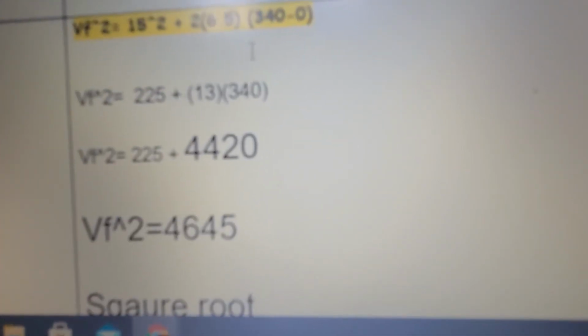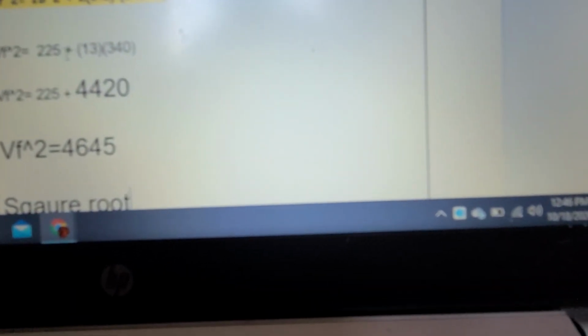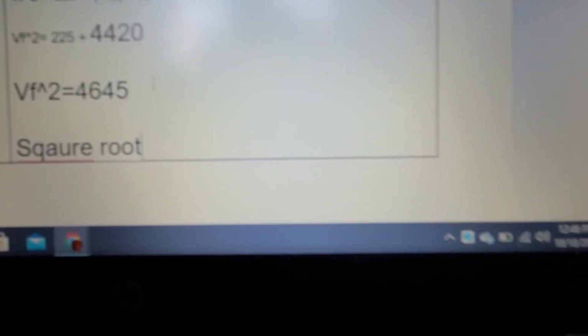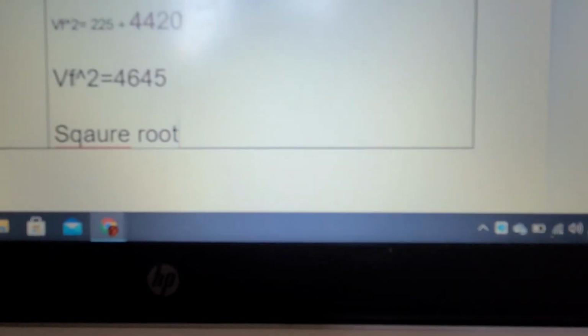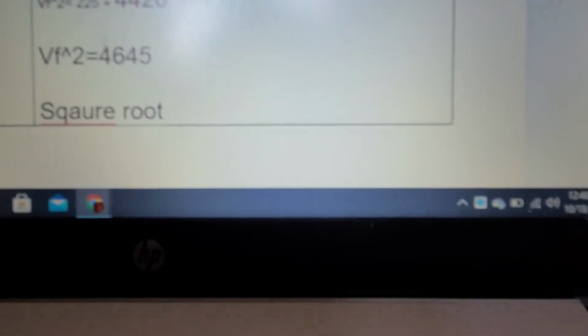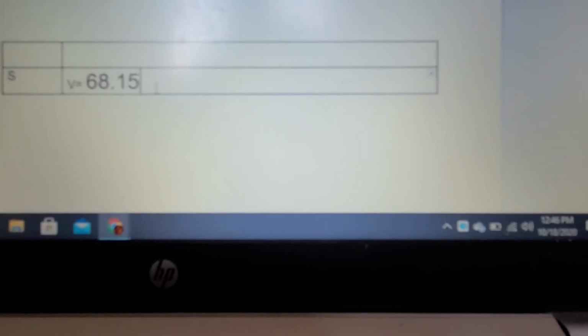Once you plug in those variables, you should be able to get VF squared equals 225 plus 13 times 340. When you combine 13 and 340, you get 4,420. Add that to 225, you receive 4,645. When you have that, do not forget to take the square root because you're looking for VF, but you have VF squared. The moment you take the square root, you should get VF equals 68.15 meters per second.